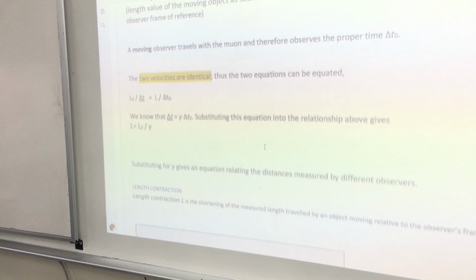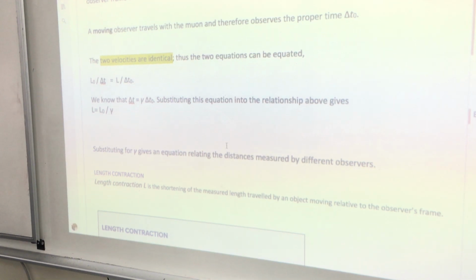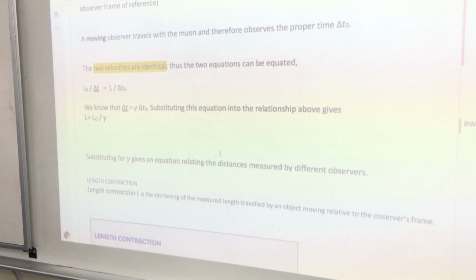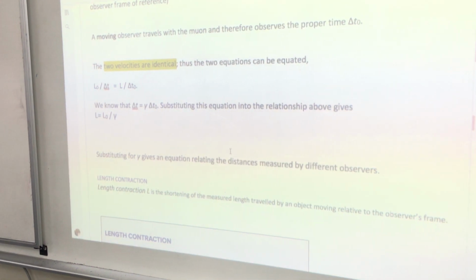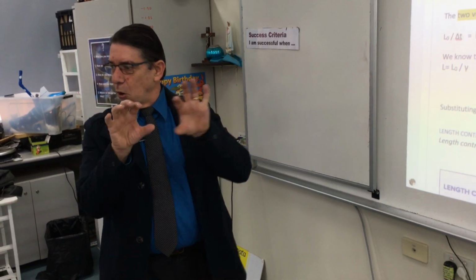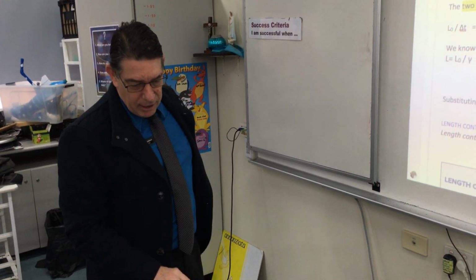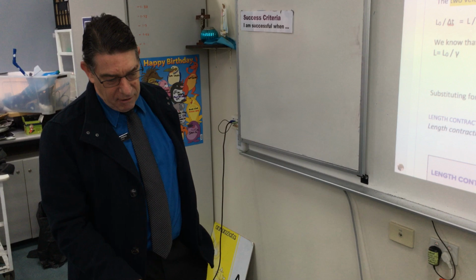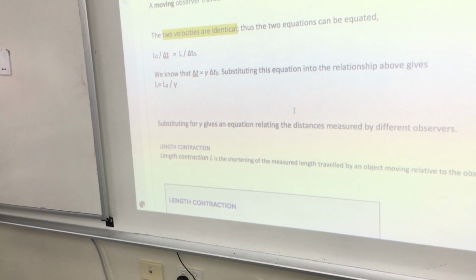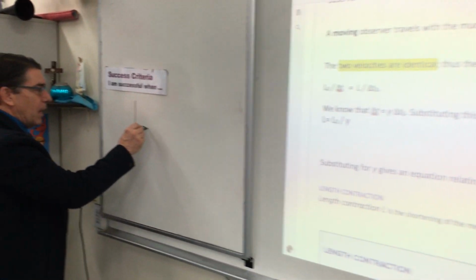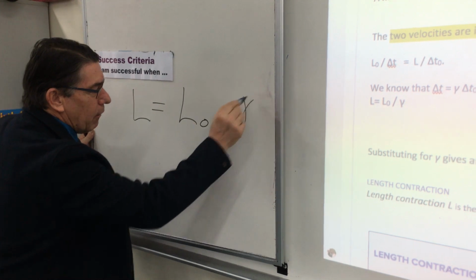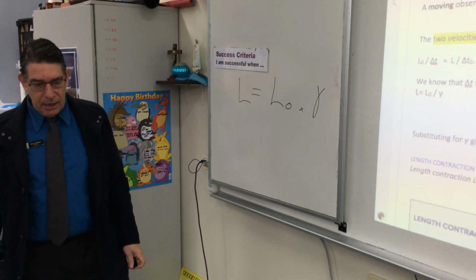I've said here that the moving observer travels with the muon and therefore observes the proper time, which is 2.2 microseconds. The two velocities are identical, so we've got velocity equals equation 1, velocity equals equation 2. We're now going to equate those two equations together, and that's what we've done here, and we end up with this value when you do all the substitution, that the length that you measure is equal to the proper length multiplied by our gamma value that we did the other day.